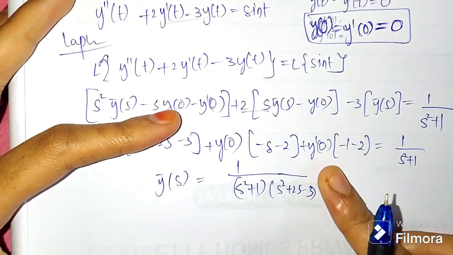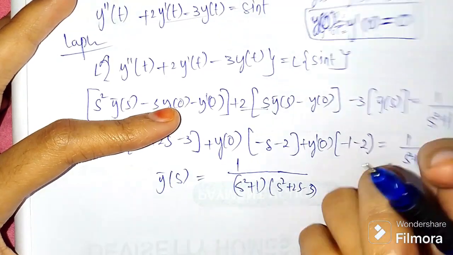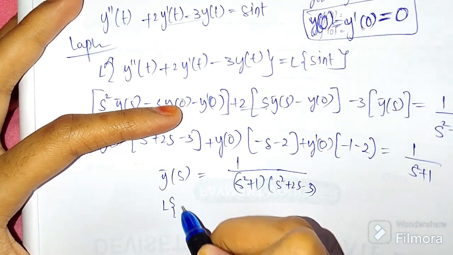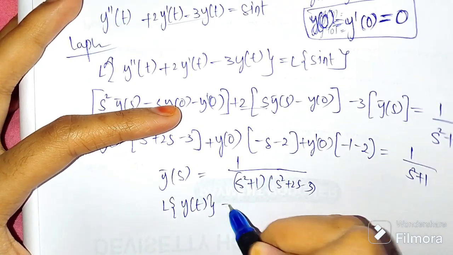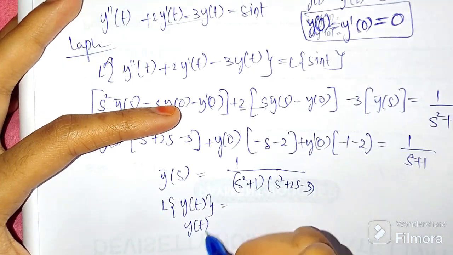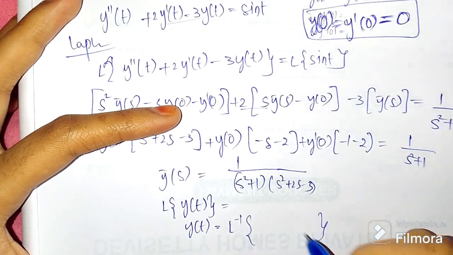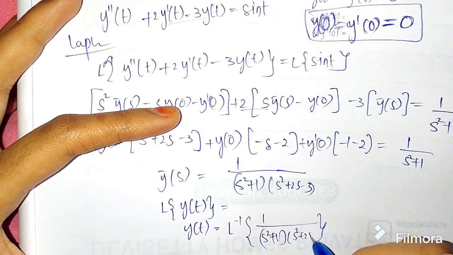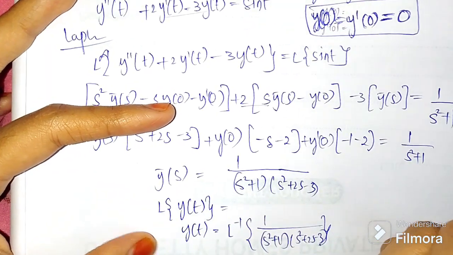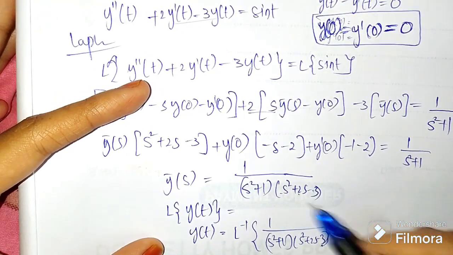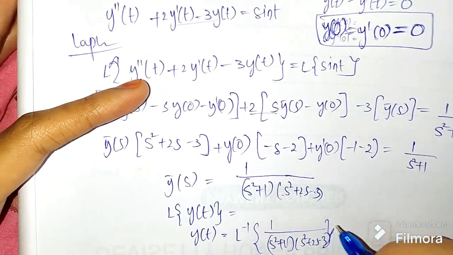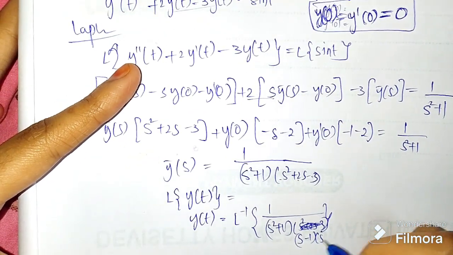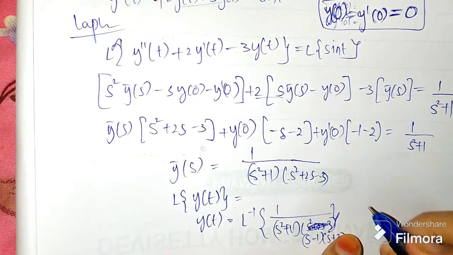So here, how should we write partial fractions? Because y bar of s is nothing but Laplace of y of t, so y of t is Laplace inverse of this. So this is quadratic, so we have two quadratics. But if you see here, s square plus 2s minus 3 has roots, let me write like this, (s minus 1) into (s plus 3). So now I will divide.